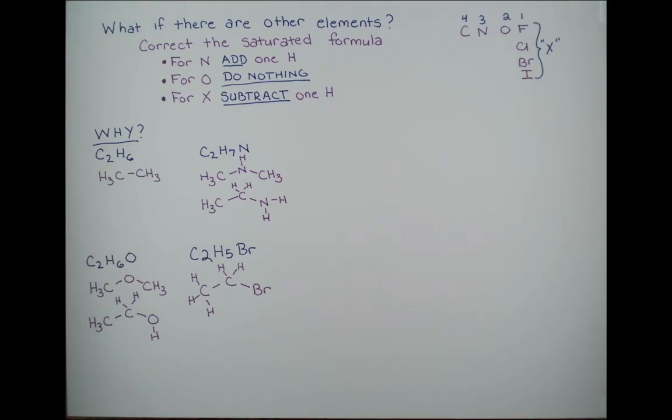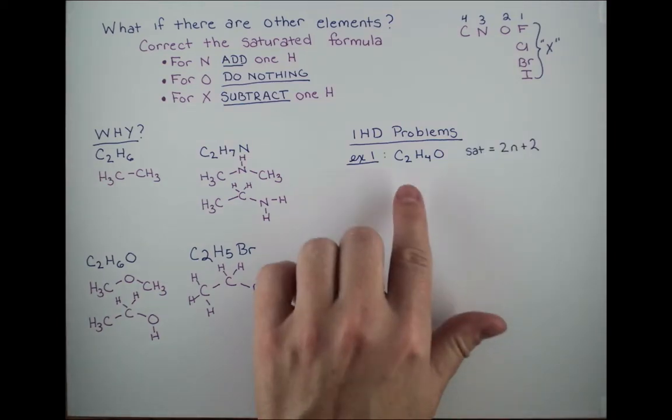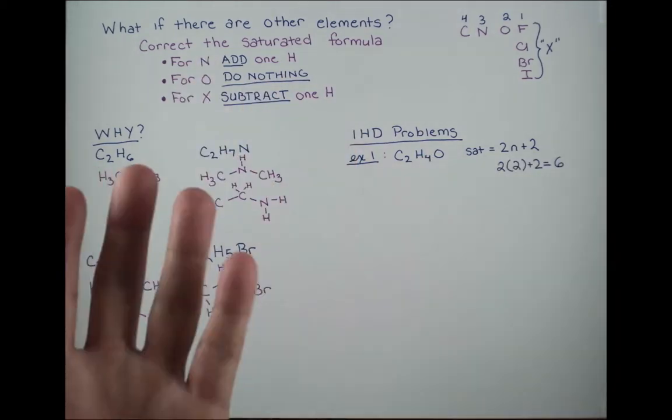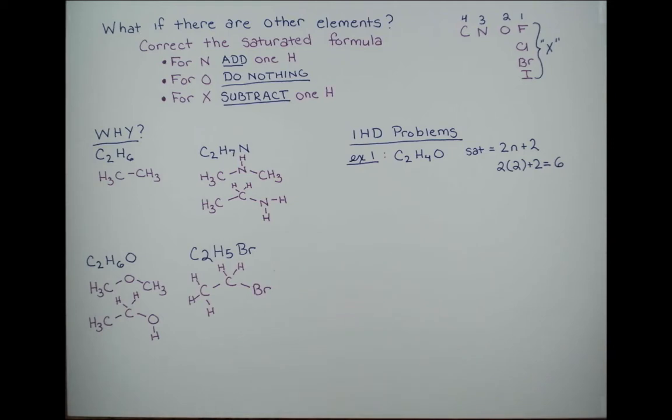Let's do a couple IHD problems to be sure we have this down. For example 1, let's do C2H4O. Remember our equation to figure out saturated compounds is 2N plus 2, filling in 2 for carbons, and then to correct for oxygen, we do nothing.